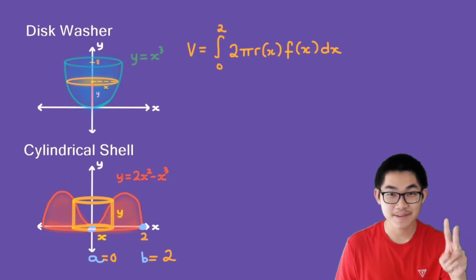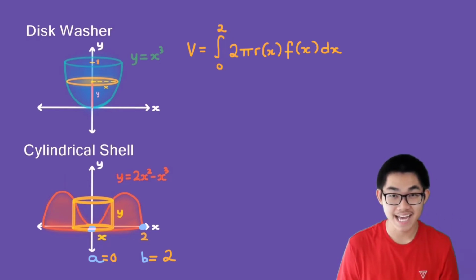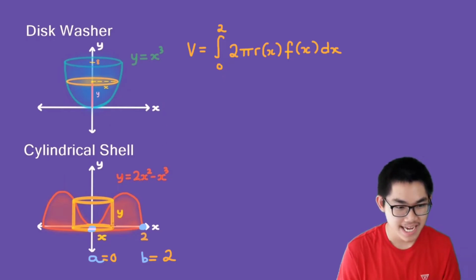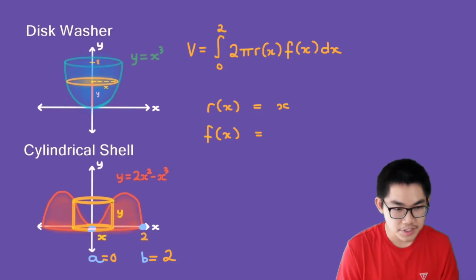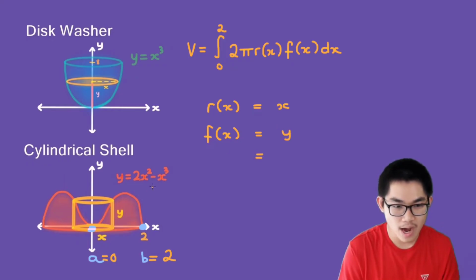The second step is to find the radius and the height. So looking at this shell, we know that the radius is just x from here to here. So the radius r of x is equal to x. Now, how about the height, f of x? The height is just y. So f of x is equal to y. And we know that y is equal to this right here. So that's going to be 2 times x to the power of 2 minus x to the power of 3.